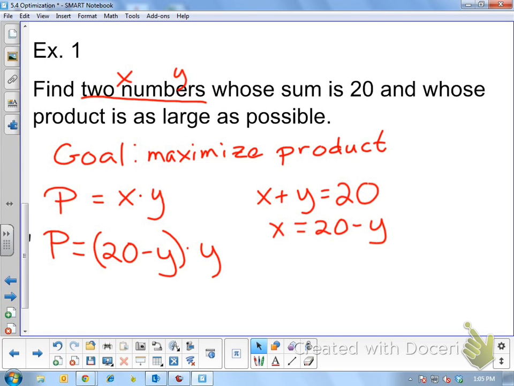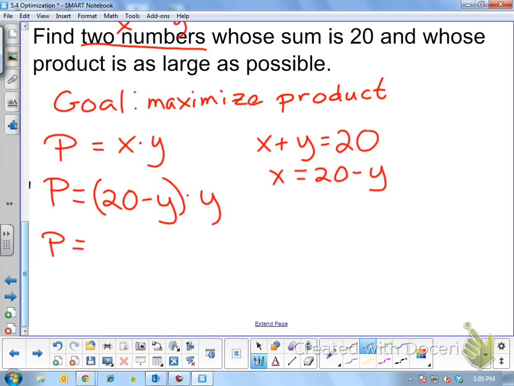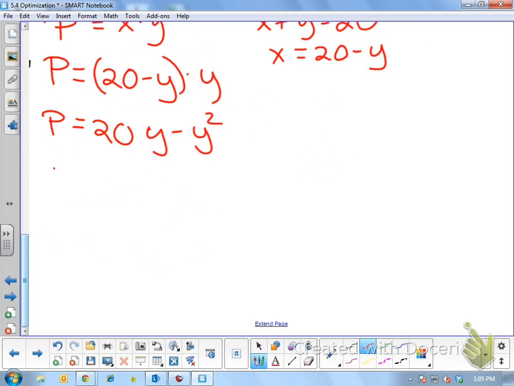So again, this one was pretty straightforward. Everyone I checked got it correct. We distributed out. We take the derivative, we get p prime. Set it equal to 0, we get y equals 10.